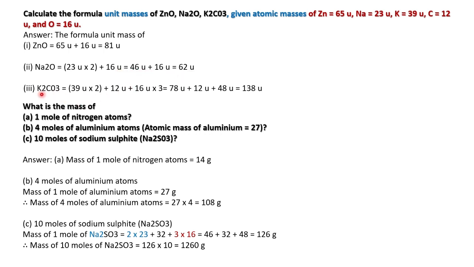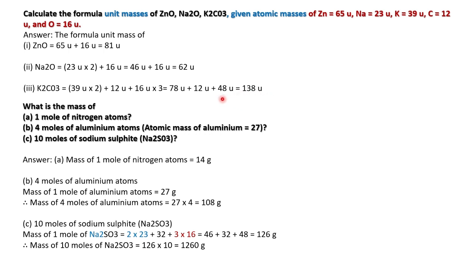Potassium carbonate: potassium is 39 and there are 2 of them, K2, so we multiply by 2. Carbon only 1 time, carbon is 12, and oxygen 3 times. So carbon into 1 and oxygen 16 into 3, together we get 138 units.